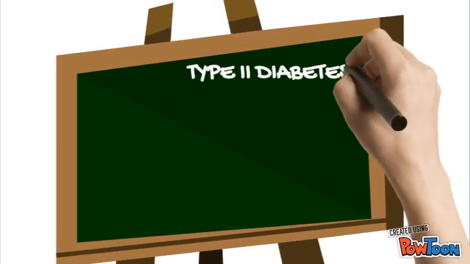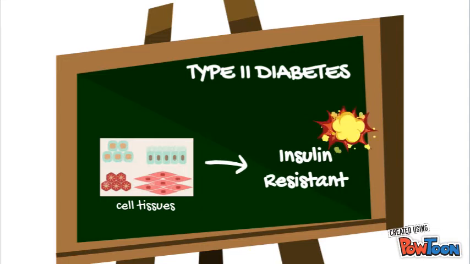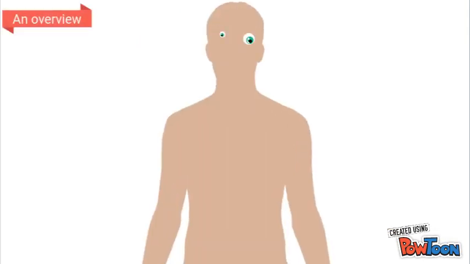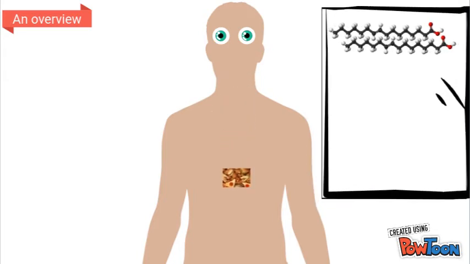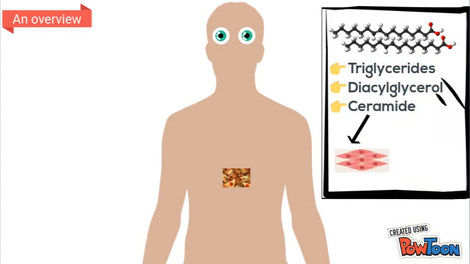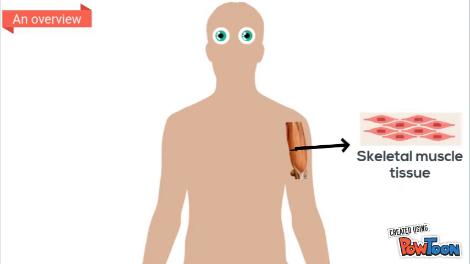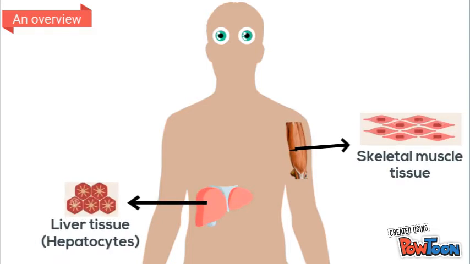Type 2 diabetes is a condition in which multiple tissues in the human body become resistant to the effects of insulin. How does this happen? In short, a diet high in saturated fats causes the accumulation of free fatty acids such as triglycerides, diacylglycerol, and ceramide in skeletal muscle tissues and liver tissue. Triglycerides in skeletal muscle tissue inhibit the uptake of glucose from the bloodstream, while fatty acids in liver tissue impair the ability of insulin to suppress the production of new glucose molecules.